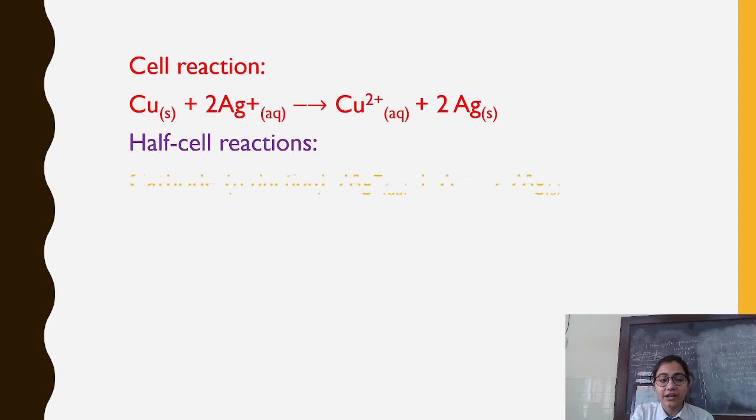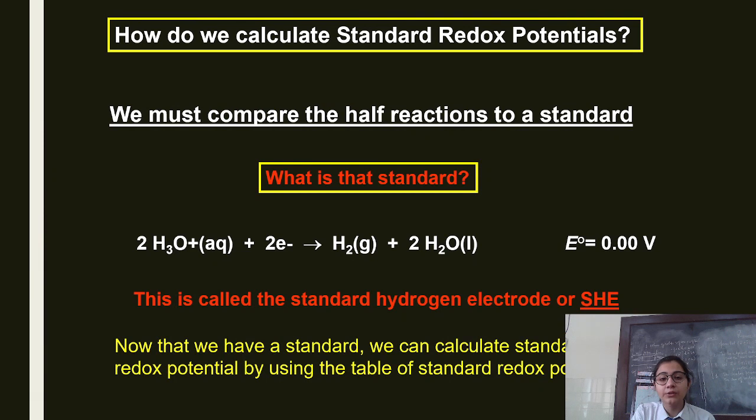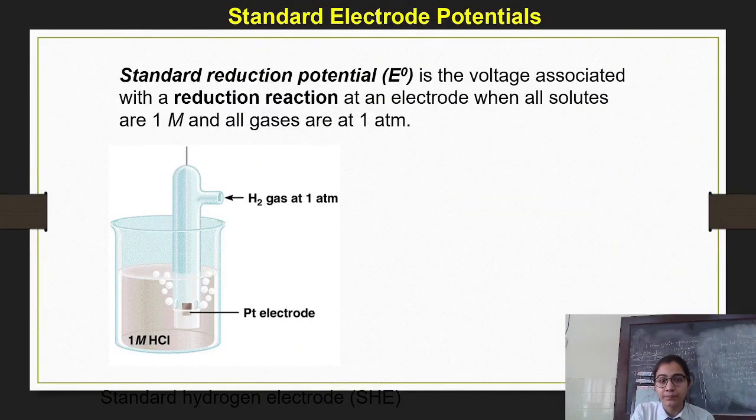These are the cell reaction and half cell reactions at cathode and at anode. The cell can be represented as follows. How do we calculate standard redox potential? This is called the standard hydrogen electrode or SHE. Now that we have a standard, we can calculate standard redox potential by using the table of standard redox potentials.